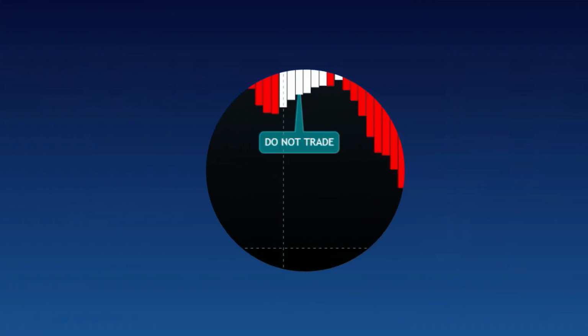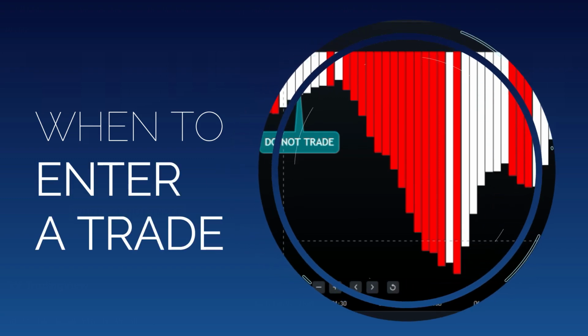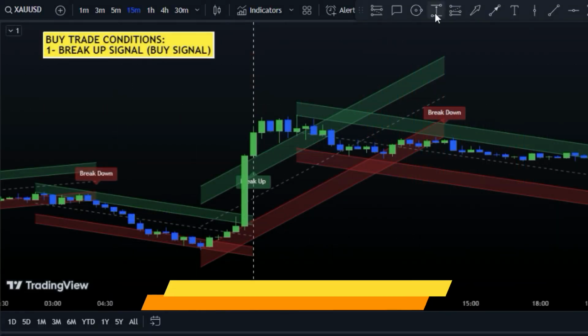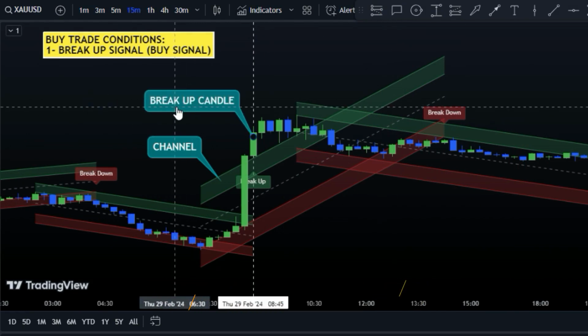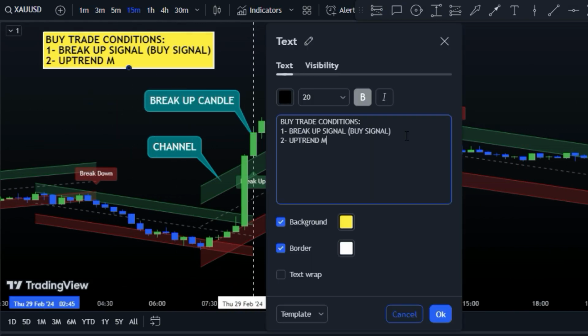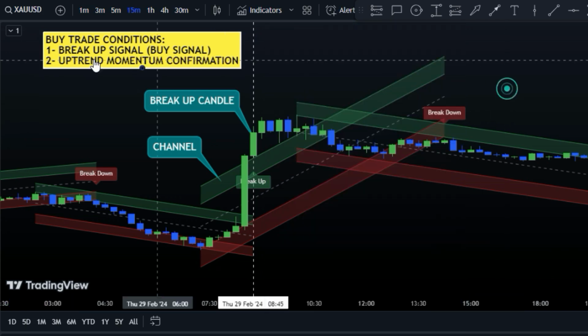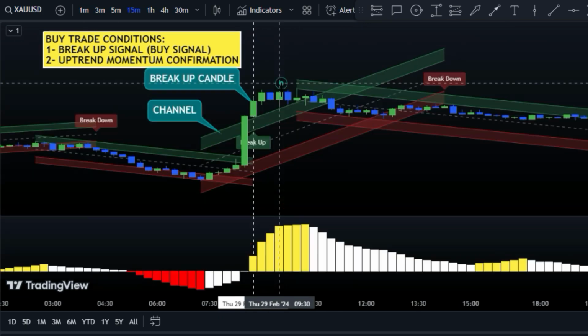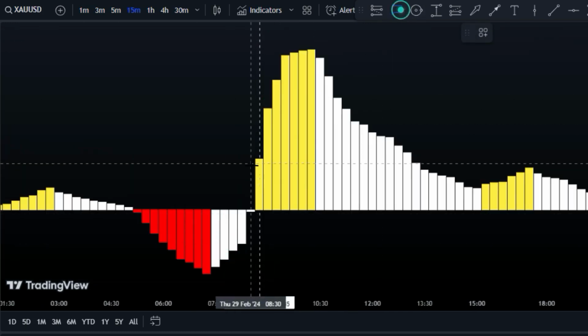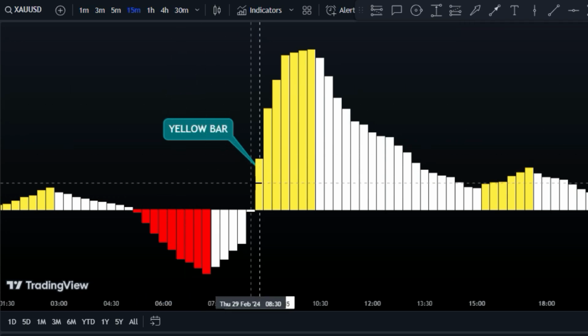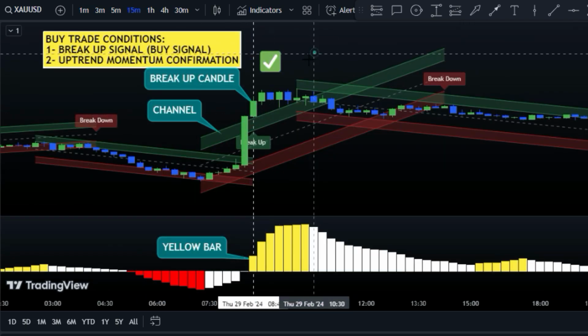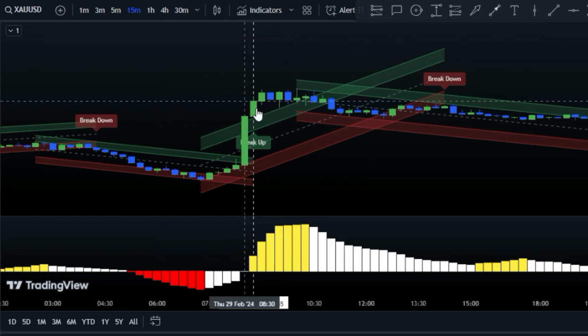Let's break down the right time to buy or sell. When the price moves above the channel, it's a potential buy signal. However, we need a second confirmation from the MACD Reloaded indicator. If it shows a yellow bar indicating an uptrend momentum, that's our green light to buy. So you can enter a buy trade.